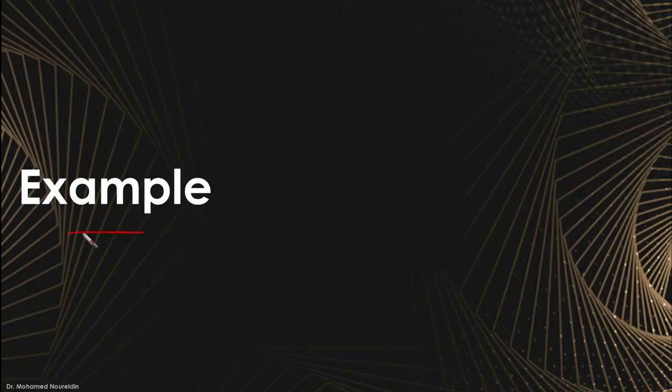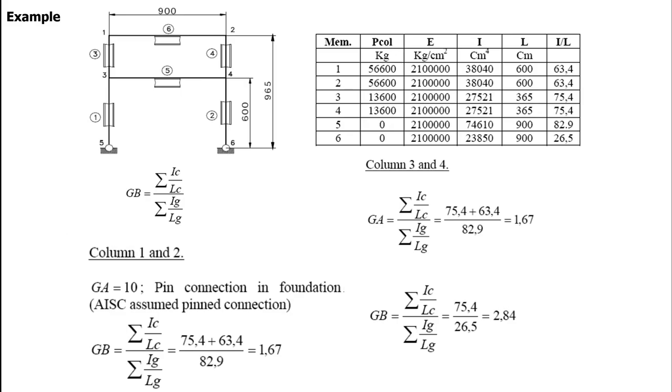Let's go to another example and check it. Also, it is going to be an example similar to the previous one, where we do not have any bracings here. So we're going to use the alignment charts and we are going to obtain the values, or at least we are going to have the values of GA and GB for the elements.